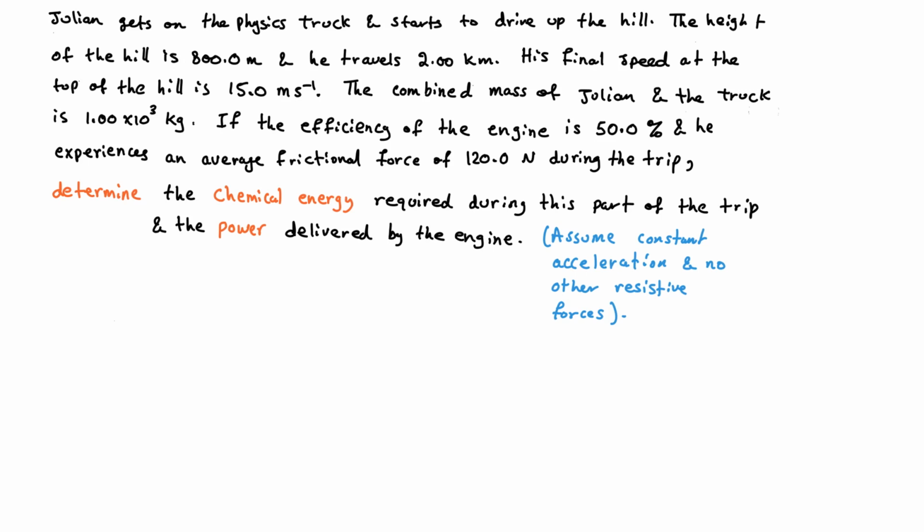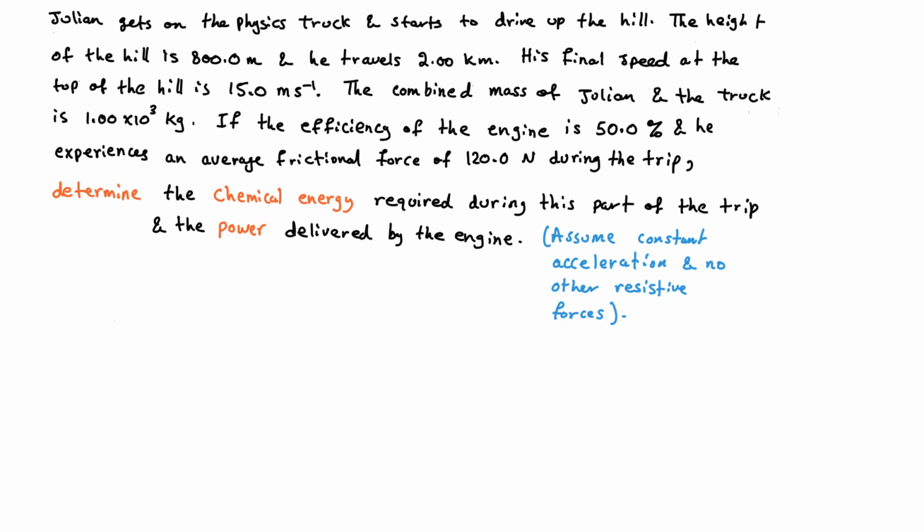The height of the hill is 800 meters and he travels 2 kilometers. His final speed at the top of the hill is 15 meters per second. The combined mass of Julian and the truck is 1,000 kilograms.